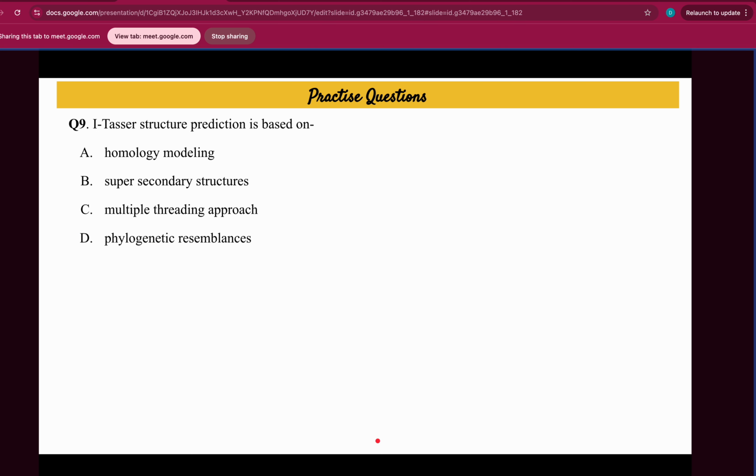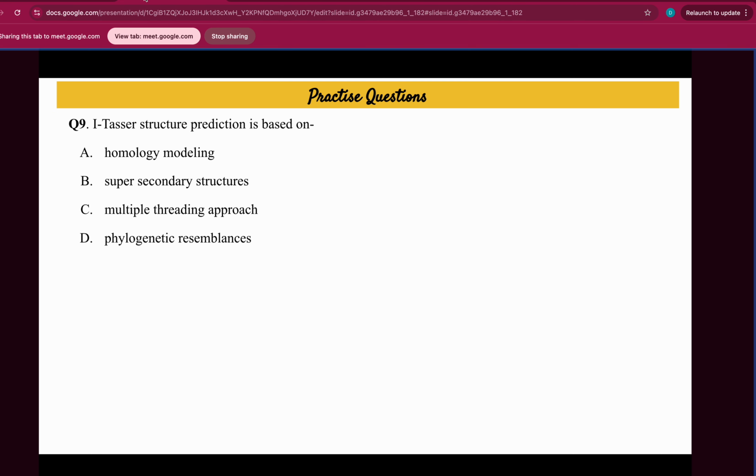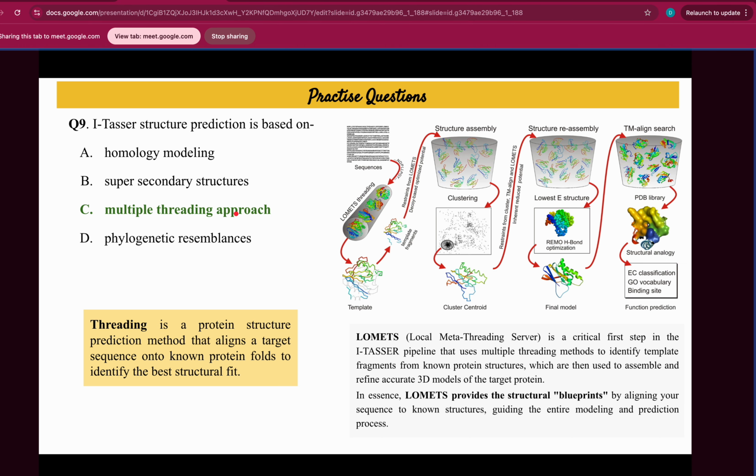Now next question is, I-TASSER structure prediction is based on option A, homology modeling, option B, super secondary structures, option C, multiple threading approaches, and option D, phylogenetic resemblance. Yeah, so C is the right option, multiple threading approaches, in which we have seen the LOMETS threading, which it uses for the entire sequence. It sees which of the regions have already designated folds. So firstly it performs multiple threading, and then it combines ab initio methods also to predict the entire structure. So yeah, this option is right.